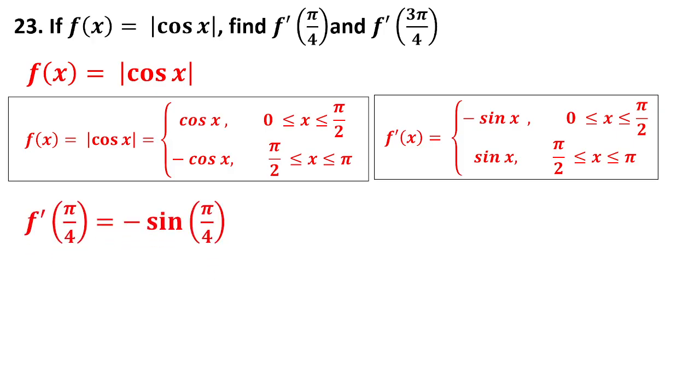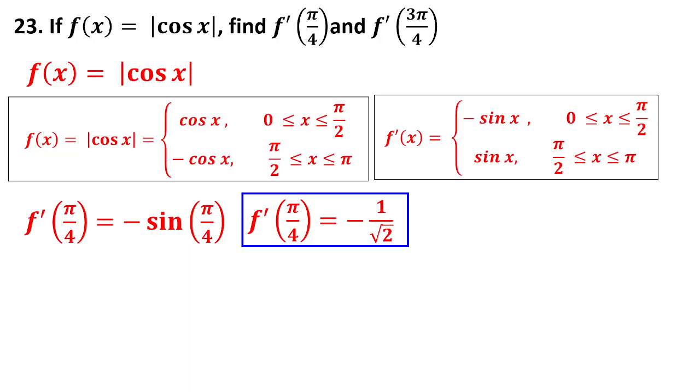They want f dash of pi by 4. Pi by 4 is in which quadrant? It is in the first quadrant. Therefore, the function for it is minus sin x. For minus sin pi by 4, therefore the answer is minus 1 by root 2.